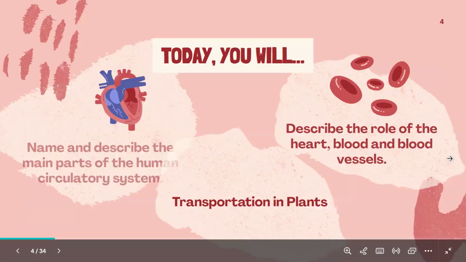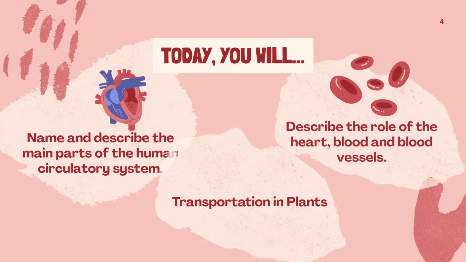So let us start with the first one. Today, you will learn to name and describe the main parts of the human circulatory system. Especially, we will focus on the heart, and we will describe the role of the heart, blood, and blood vessels. Along with transportation in human beings, we will study transportation in plants also.